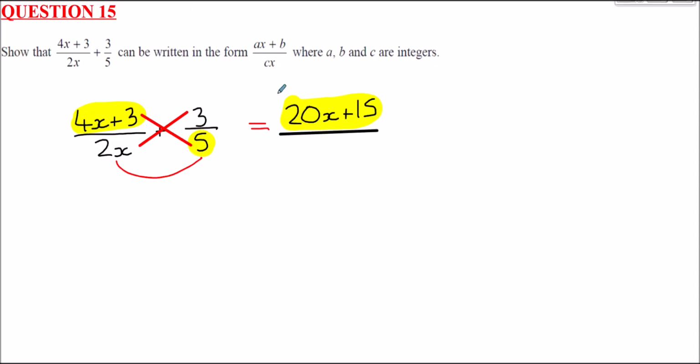And then we do the same with the other fraction. So here, for 3/5, we're going to take the 3 and times by the 2x to get the new numerator for this one. So 3 times 2x is 6x. So the new numerator for this fraction then becomes 6x. Meanwhile, the denominator, in the same way as before, we're just 2x times 5ing. So 2x times 5 is 10x.